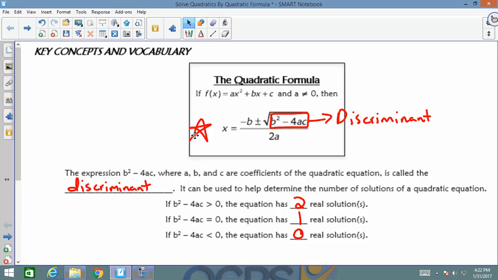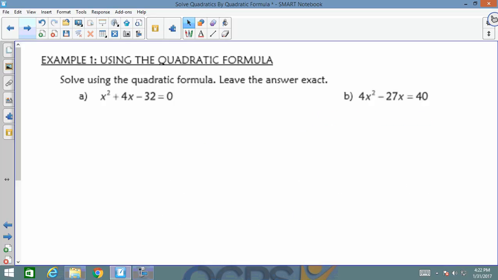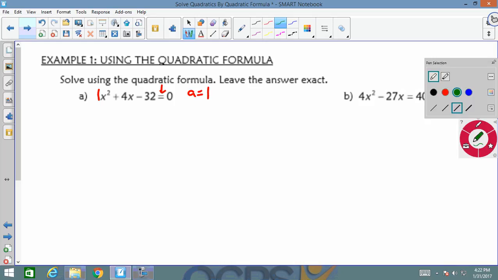Okay, let's go ahead and do some practice from the quadratic formula. When you're doing the quadratic formula, you need all numbers, a, b, and c. And everything needs to be on the left-hand side of that equal sign right there. So everything needs to be on the left-hand side besides 0. Once everything is on the left-hand side, then you need to identify your A, which is 1 in this case, your B, which is 4, and your C, which is negative 32.